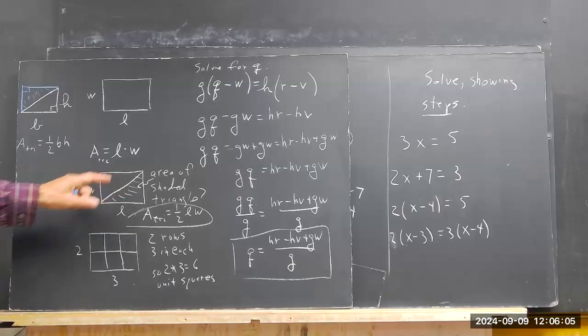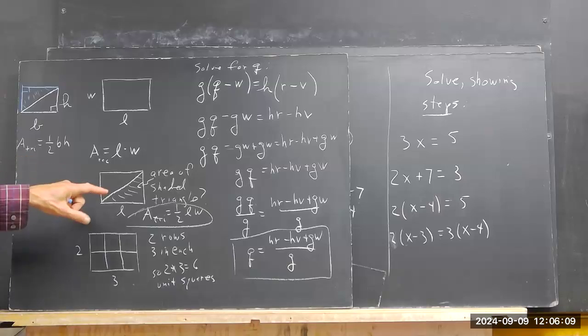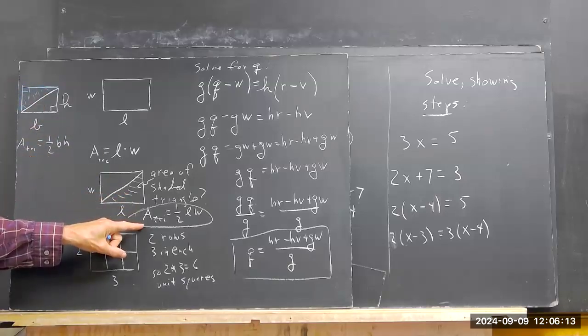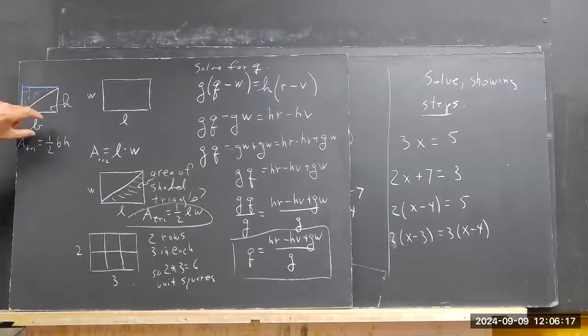Very similar to what we saw down here. The reason for the 1/2 here is the same as the reason for the 1/2 before. They're right triangles. You can put two of them together and make a rectangle. And the area of the rectangle is that by that. It takes two of them to make the rectangle, so the area of each one is half of that.